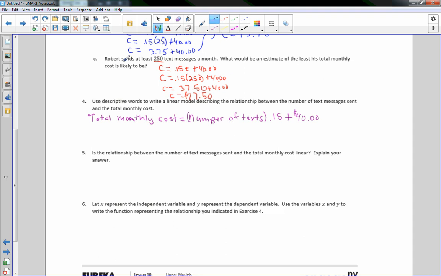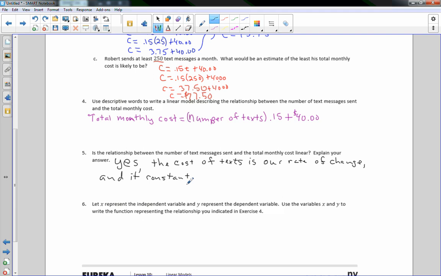Okay, number five. Is the relationship between the number of text messages sent and the total monthly cost linear? Answer is yes. The cost of texts is our rate of change, or our slope is our rate of change. And it is constant. It never changes. They don't charge 15 cents per text, then once you go over a certain amount, charge more. It stays the same. 15 cents per text, no matter how many you text.